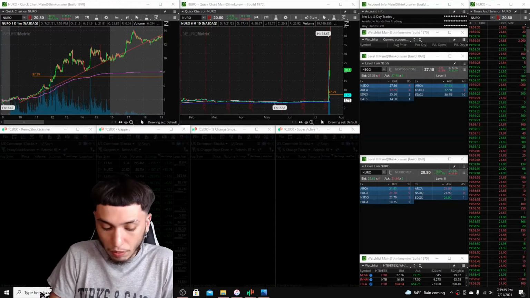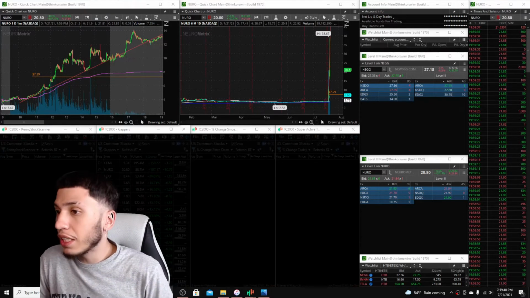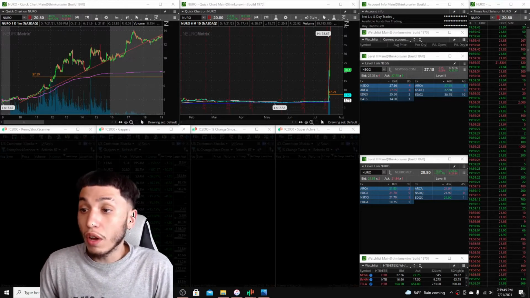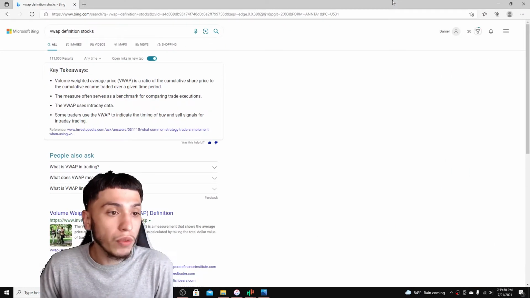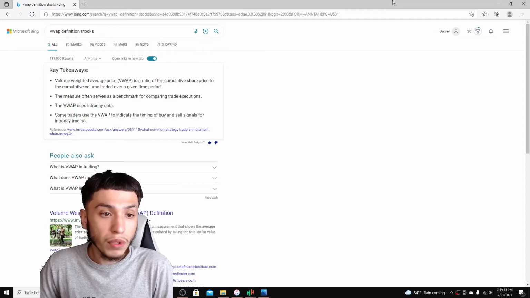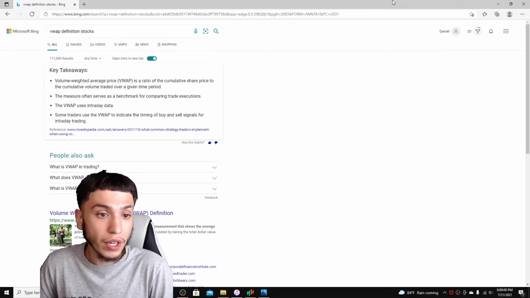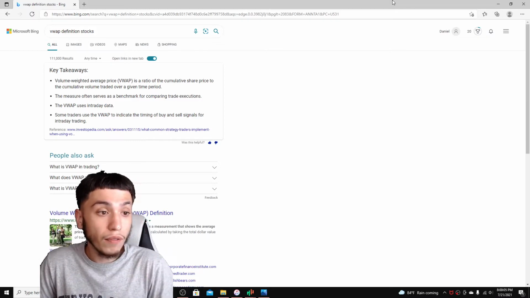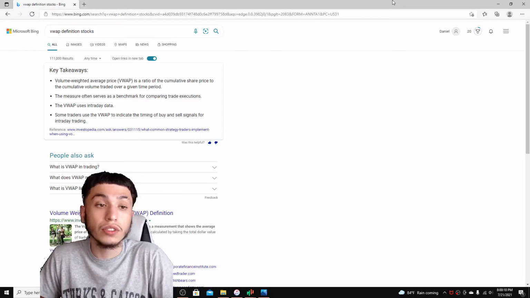We can also look up real quick the definition of a VWAP, just to get really deep into it. You feel me? So a VWAP is the volume weighted average price. Here, let me bring that over for you guys. The VWAP is the ratio of cumulative share price to the cumulative volume traded over a given time period. The measure often serves as a benchmark for comparing trade executions, like I just said, as far as support and resistance. The VWAP uses intraday data. Some traders use the VWAP to indicate the timing of buy and sell signals for intraday trading.